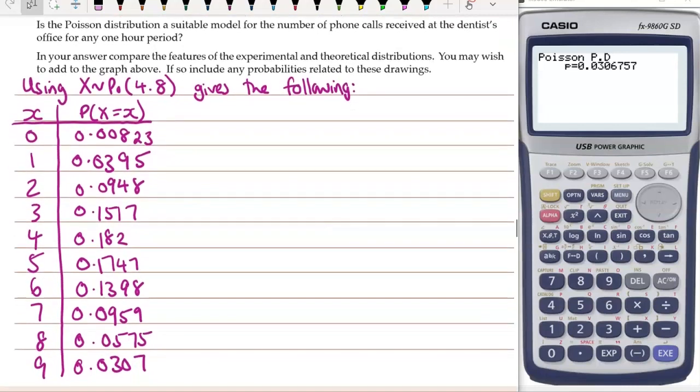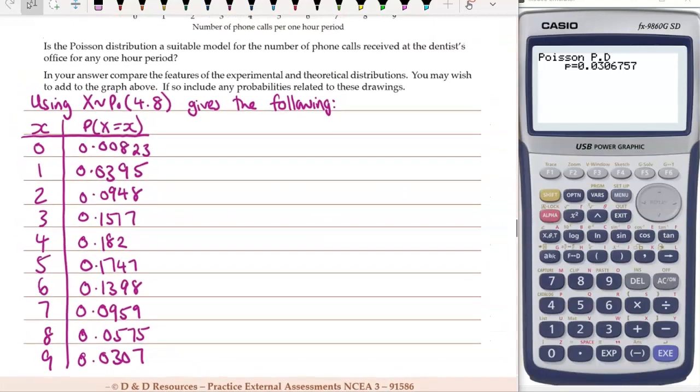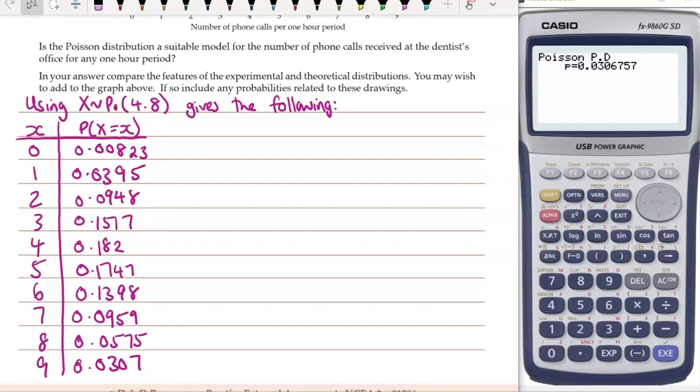So then that leads us to try to think about reasons why it doesn't match and pop some stuff into writing here. So I'll just pause while I do that.